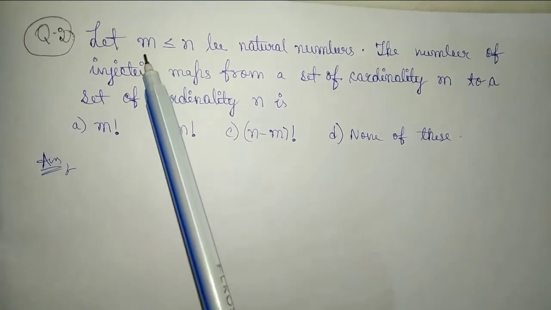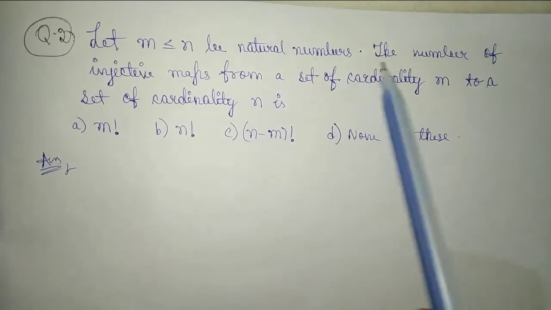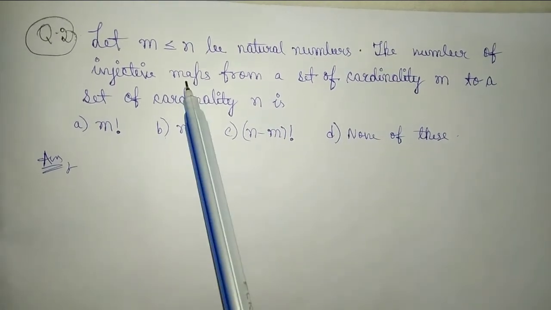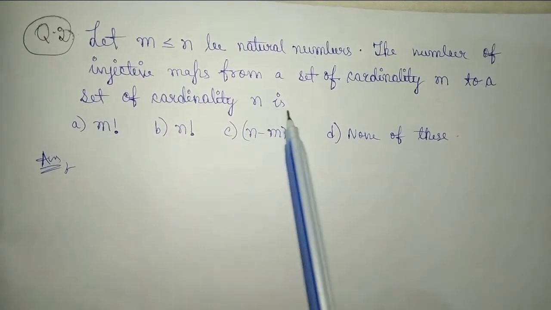Here is the second question. Let m be less than or equal to n be natural numbers, then the number of injective maps from a set of cardinality m to a set of cardinality n is.